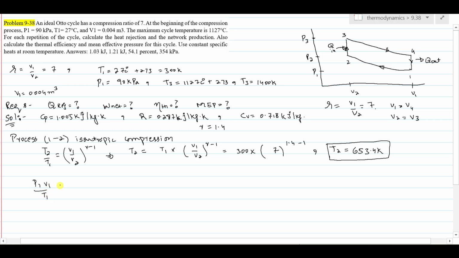Now consider the same process 1 to 2. We can also say that P1 V1 divided by T1 is equal to P2 V2 divided by T2. We are interested in finding P2. Multiply by T2 and divide by V2 on both sides, so P2 equals P1 times T2 divided by T1 times V1 divided by V2. V1 divided by V2 is equal to 7, and T2 divided by T1 is known. Put those in and you will find the P2 value.